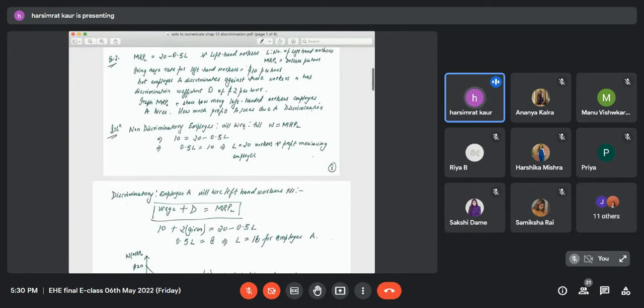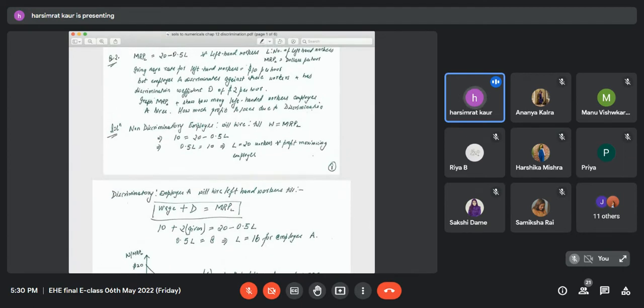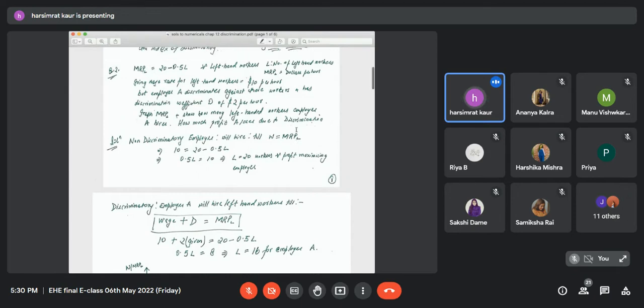So first we will find out what a profit maximizer or non-discriminatory employer will hire. They will definitely hire up till the point where wage becomes equal to MRPL. Guys, I hope the question is clear.